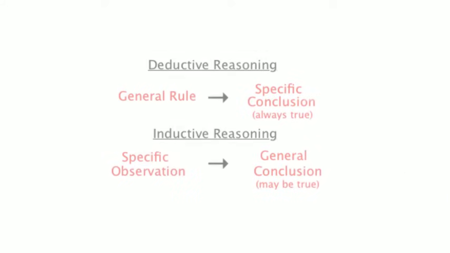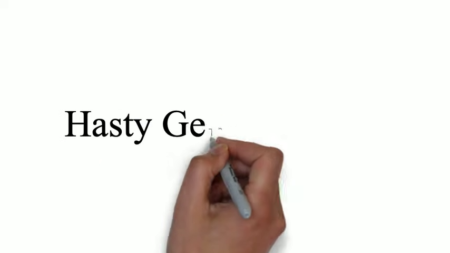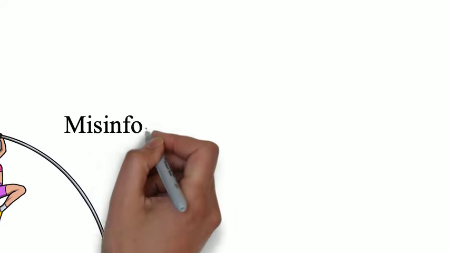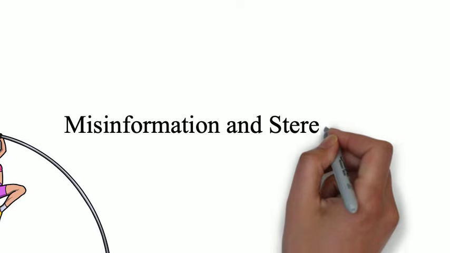This kind of faulty inductive reasoning is called a hasty generalization. It is, most simply put, when someone jumps to a conclusion with limited evidence. This fallacy leads to misinformation and stereotypes.